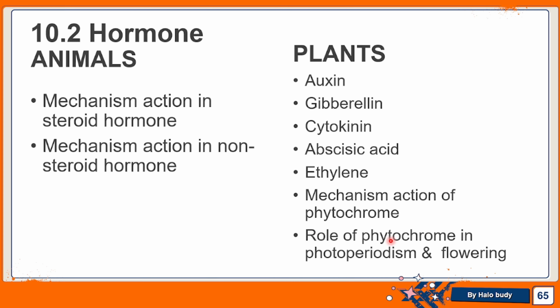One of the reasons is phytochrome. You need to learn about phytochrome, the mechanism of action of phytochrome, and the role of phytochrome in flowering, and also photoperiodism. So these are also new things to you that you have not learned before. In general, in this chapter 90% of the content is new to you, that you never learned in SPM before.